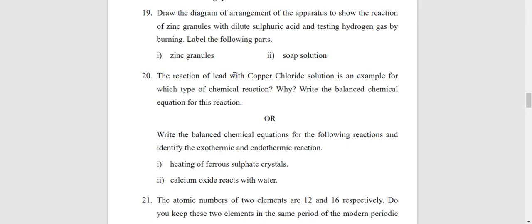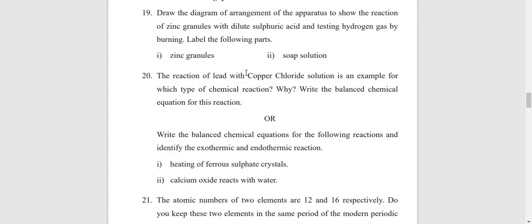Okay, and that testing of hydrogen gas is also done using a candle. When you bring a lighted candle near the hydrogen gas, the gas will burn with a pop sound. Then we can understand that the gas liberated is hydrogen gas. And over there you have to label the zinc granules which are used in the test tube and the soap solution which we have taken in our diagram. Next question. Question number 20.